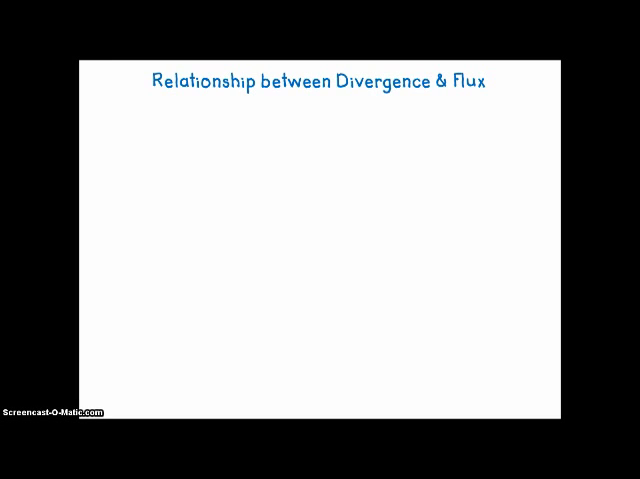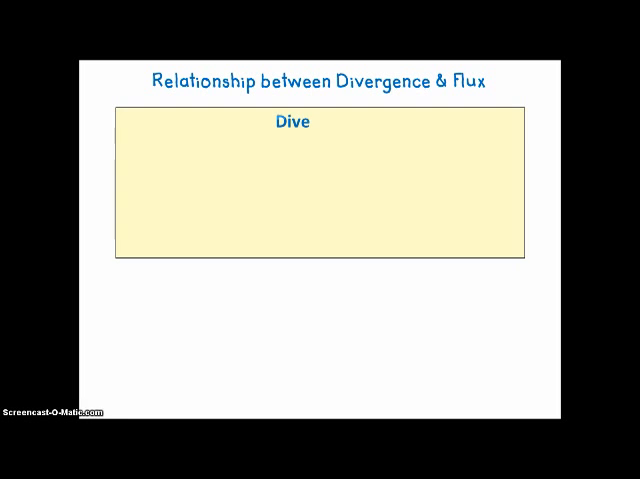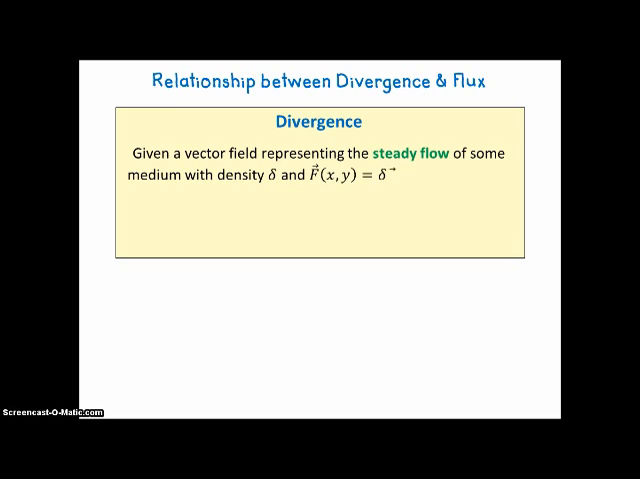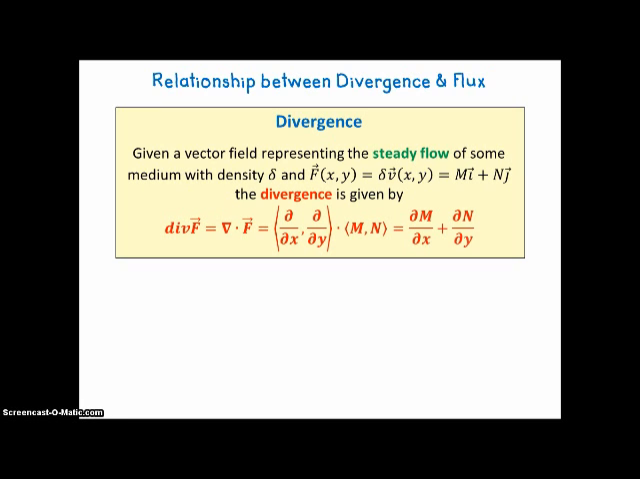So now let's look at the relationship between divergence and flux. Recall that we said earlier that given a vector field representing the steady flow of some medium with density delta, the vector field F equals delta times the velocity of the fluid flowing, m i plus n j. The divergence was given by, now that little upside down triangle is pronounced del, so it's del dot F, and it's kind of a slang notation. What you really need is the result on the right, partial derivative of m with respect to x plus partial derivative of n with respect to y.